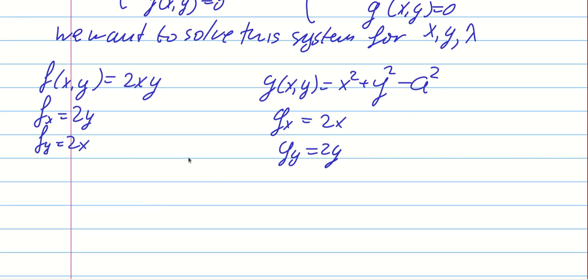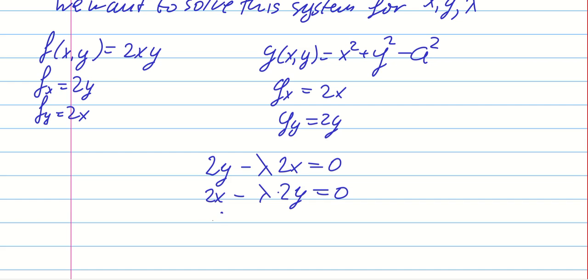So let's do this out. It's going to be f sub x: 2y minus lambda times 2x equal to 0. Then 2x minus lambda times 2y equals 0. And the last equation is x squared plus y squared minus a squared equal to 0.